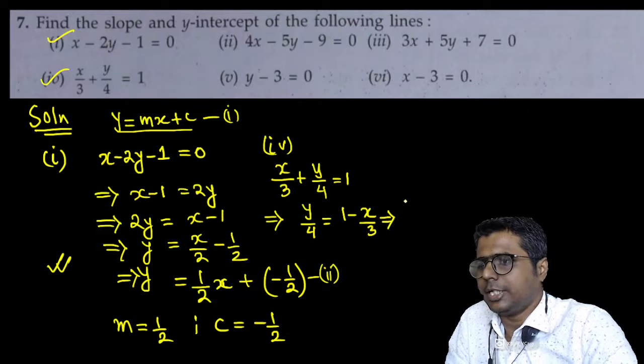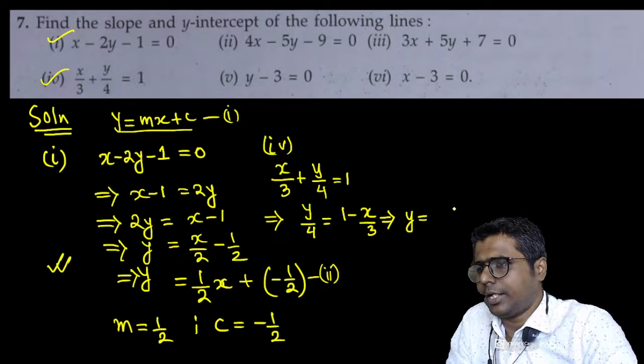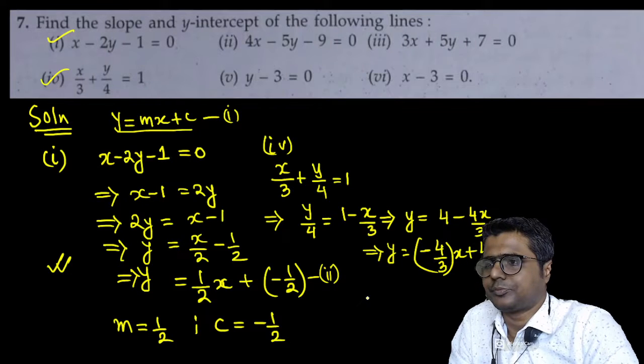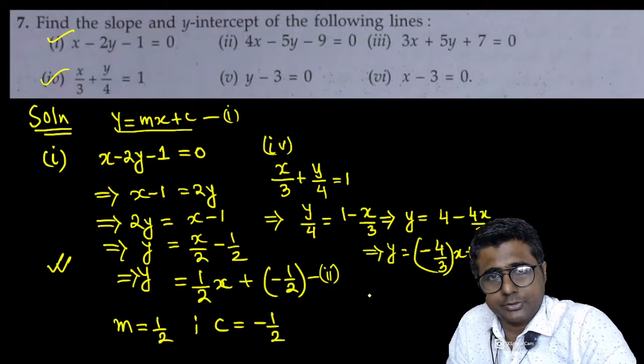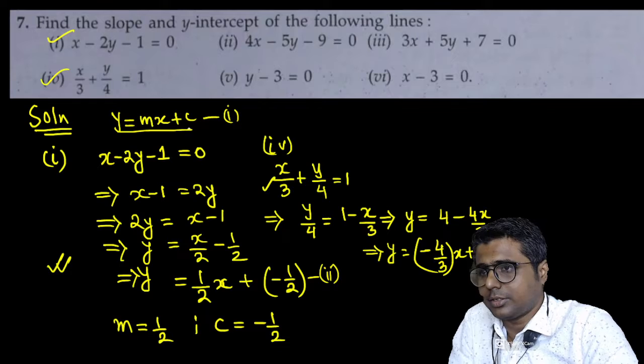You will basically put only y and take 4 to the other side. So multiply 4 with both of these: 4 minus 4x by 3. Next, y is equal to minus 4 by 3 x plus 4. Okay, understood? So this is how you are going to convert this equation into this form.